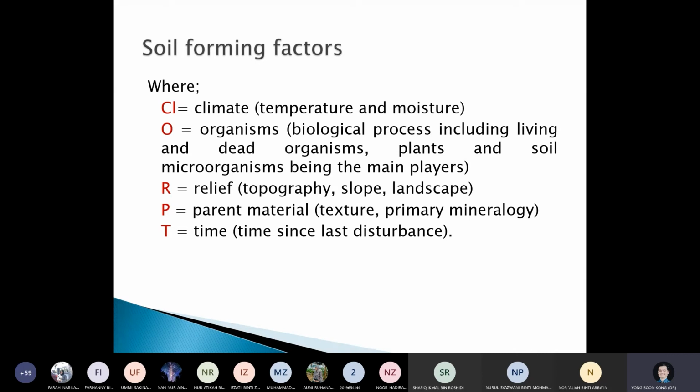Number three is R, the relief. Relief is about the topography, slope, and landscape, which are the factors influenced by the shape or the geography. P means parent material. Some materials are more susceptible to weathering, some are not. So these are the minerals that are about to be weathered. And then finally, the time. So how long, and what is the degree of weathering due to the extent of time.